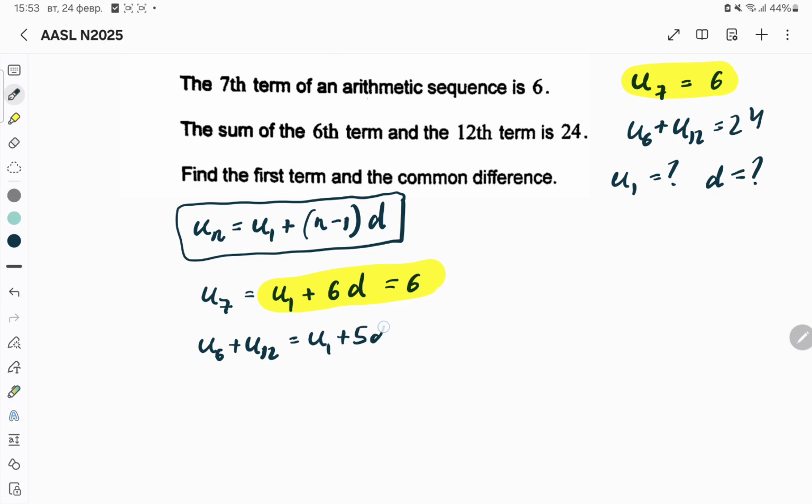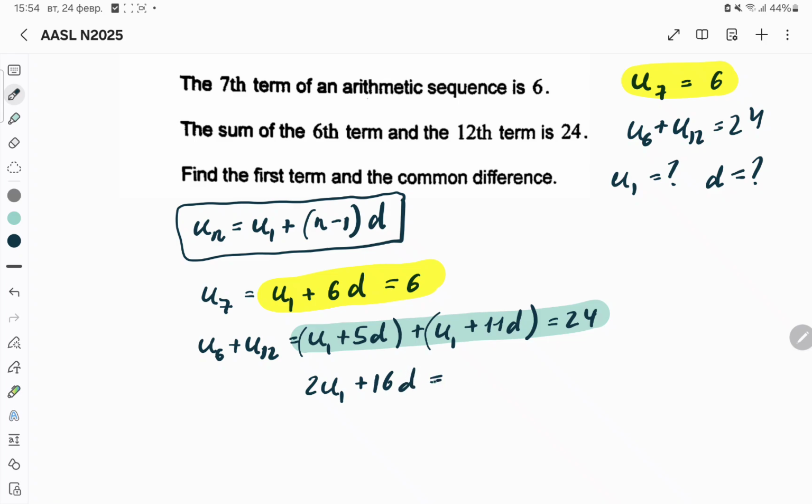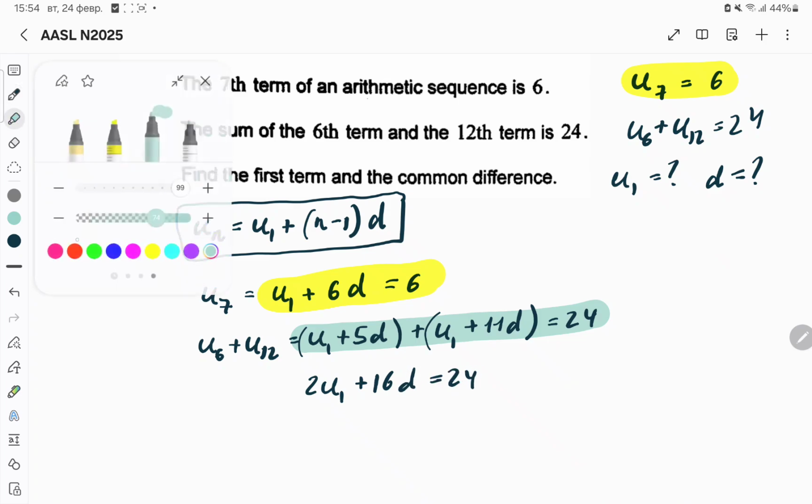u1 plus 5d is u6, right? It is u6 plus u1 plus 11d. It is u12 is equal to 24. And now if we simplify the second row, we will get 2u1 plus 16d is equal to 24. This is our second equation.